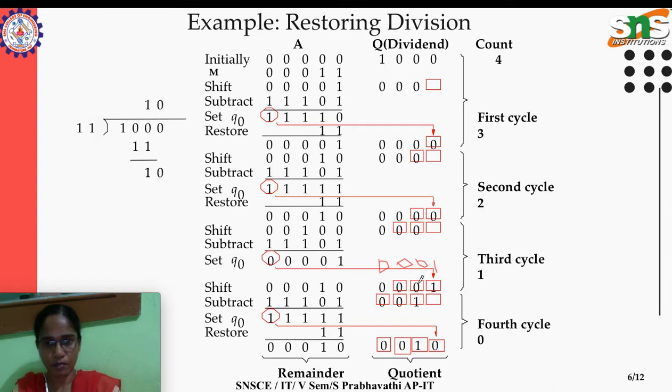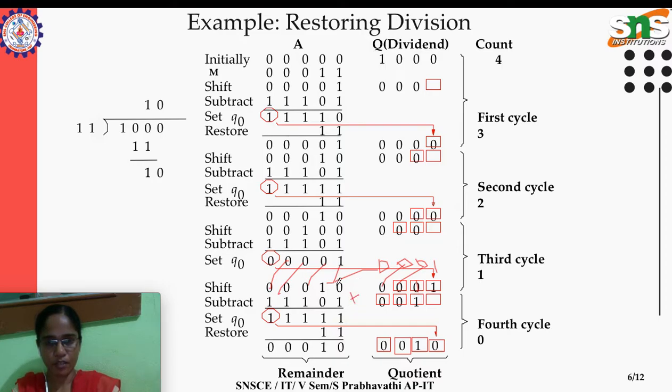Okay, here 1 will be here, there will be empty space like this, then this 0 will be here, this 0, this one, and this one will be moved here, this 0. Okay, this 0. After shifting you need to subtract. Okay, subtract is nothing but 2's complement of divisor and do addition operation.